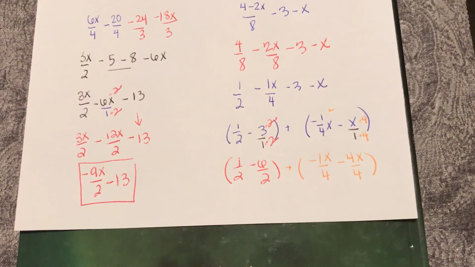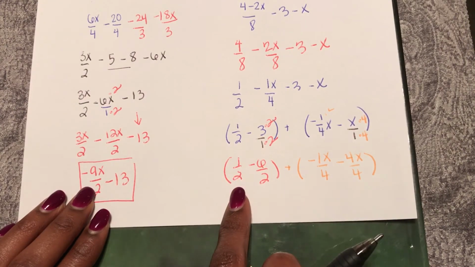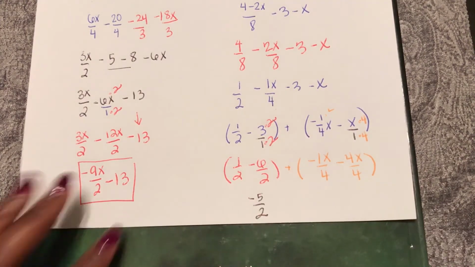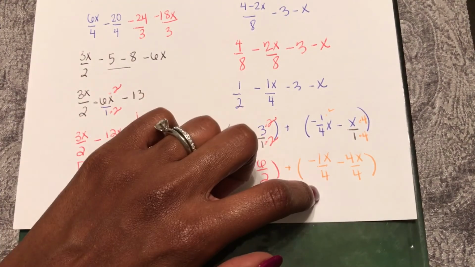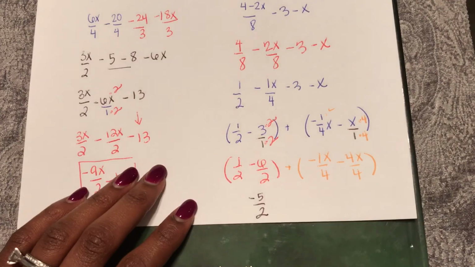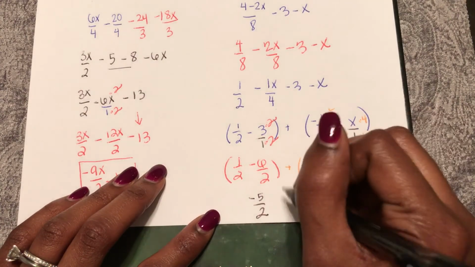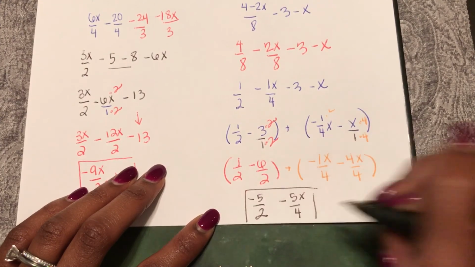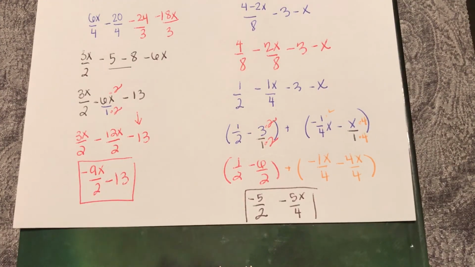So now to finally simplify this, 1/2 minus 6/2 is negative 5/2. And then negative 1 over 4 minus 4 over 4, negative 1 minus 4, negative 5x over 4. So don't we love the problems with fractions? They make them so much more interesting. So we will practice the distributive property and simplifying expressions more together in class tomorrow.